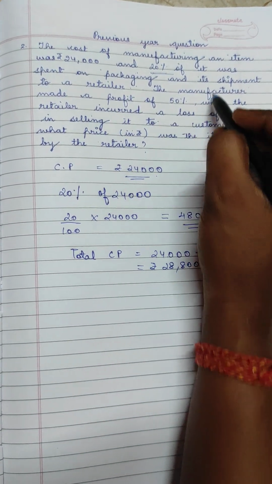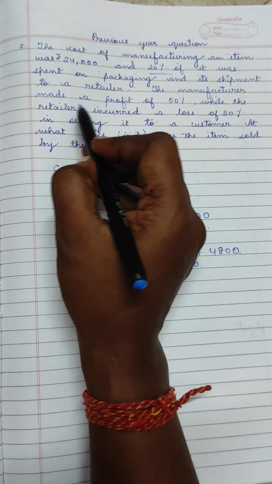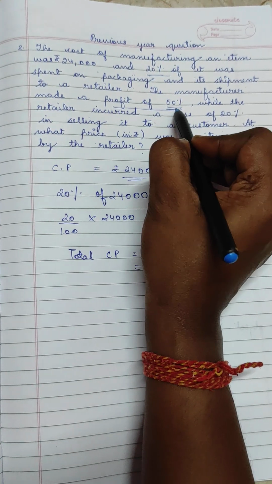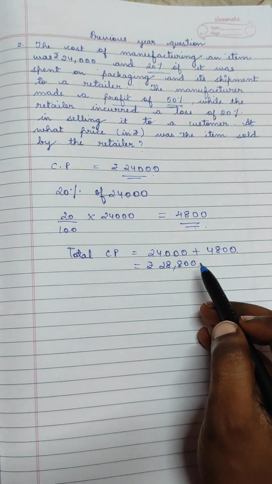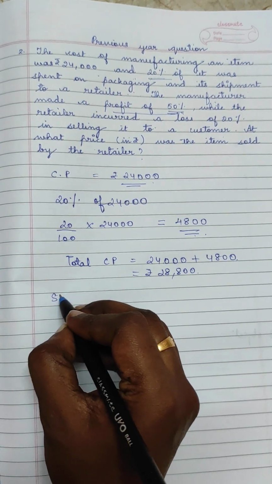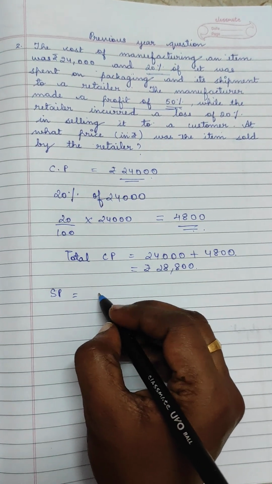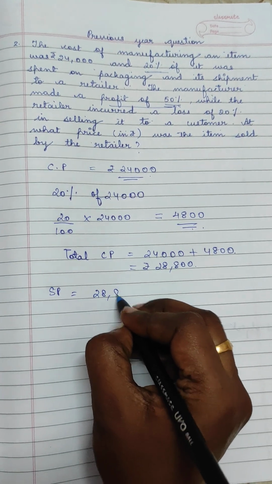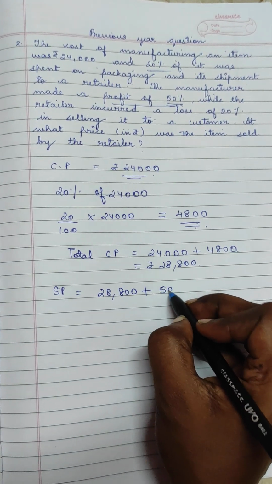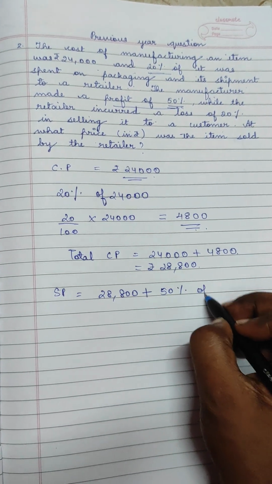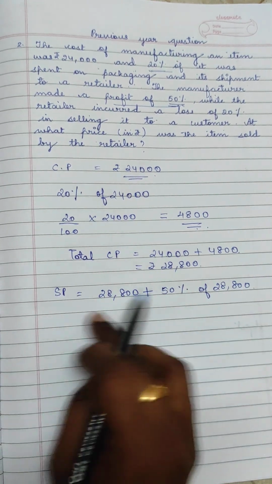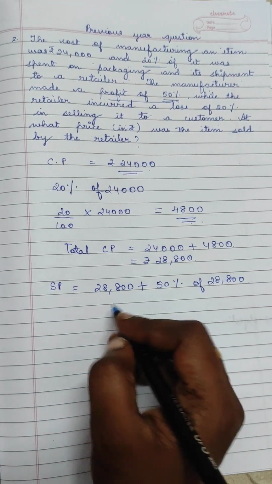Here it is given that the manufacturer, while selling it, made a profit of 50%. So 50% of this amount was made as a profit. So what is the 50%? The selling price of the manufacturer will be 28,800 plus 50% of 28,800, as profit.